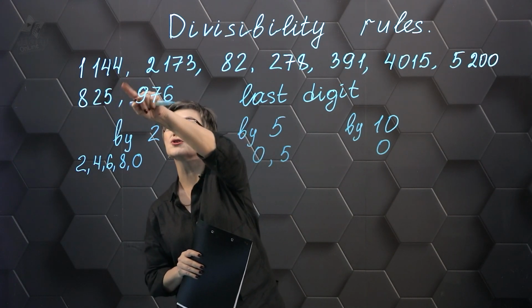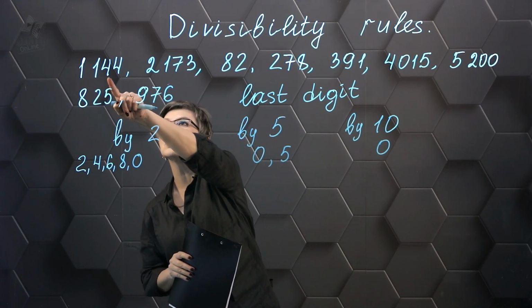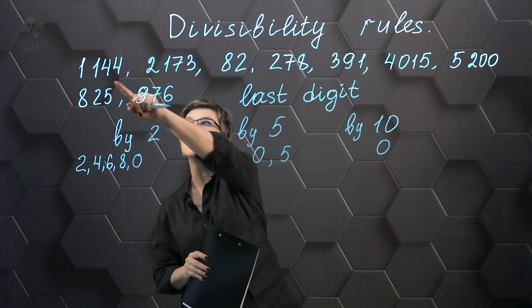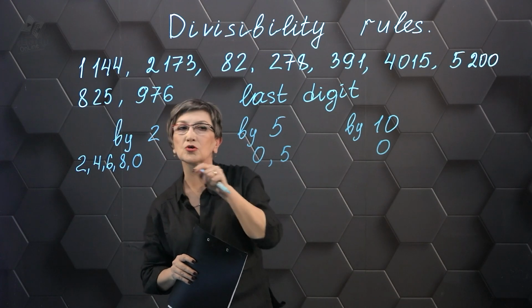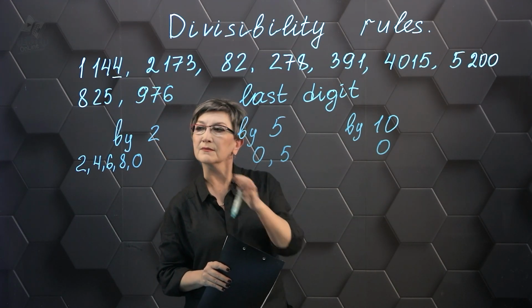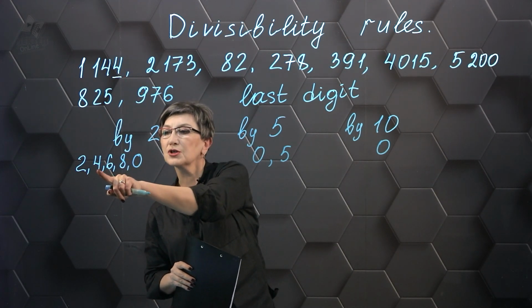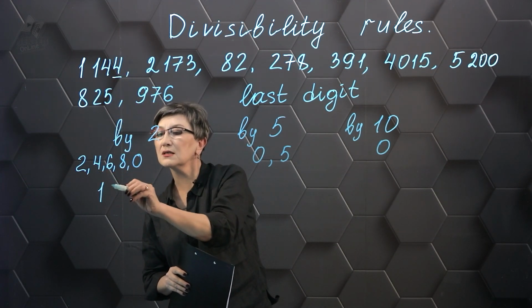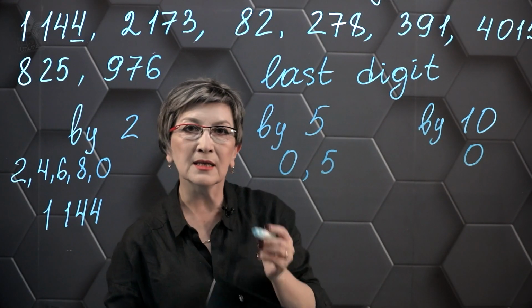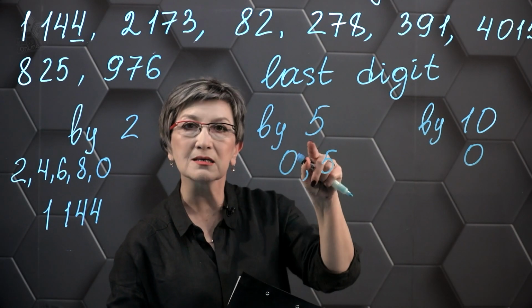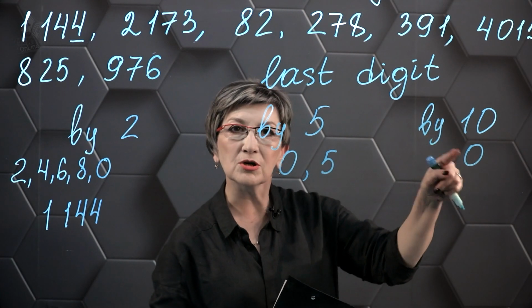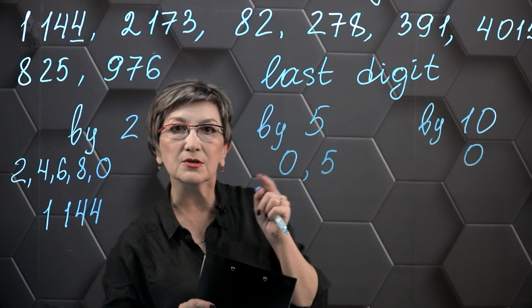The first number, 1144. By what number can we divide 1144 without a remainder? The last digit is 4. If the last digit is 4, the number can be divided by 2. 1144 cannot be divided by 5 because the last digit is 4, and you can't divide that number by 10 because the last digit is 4.